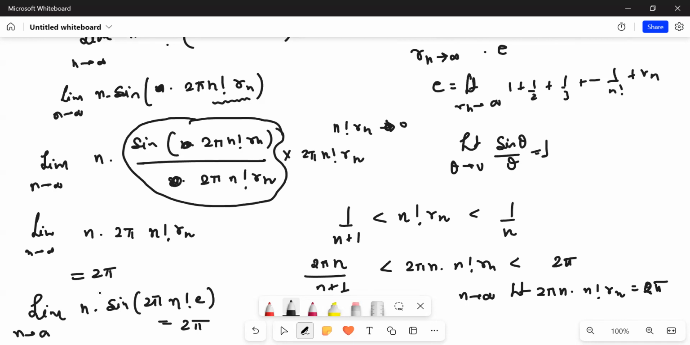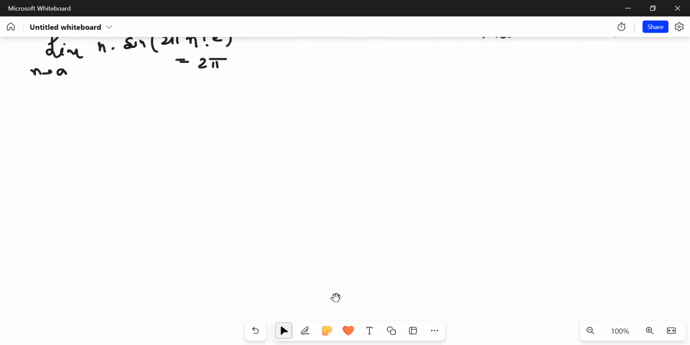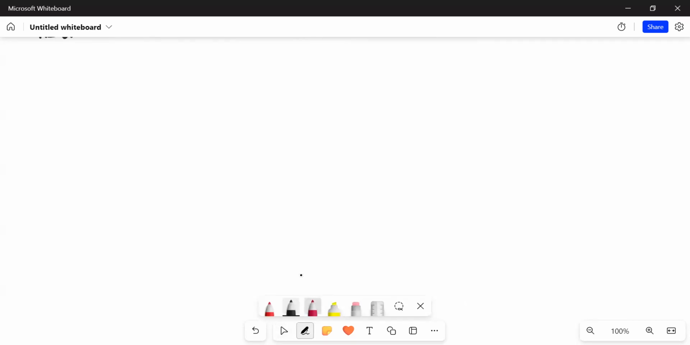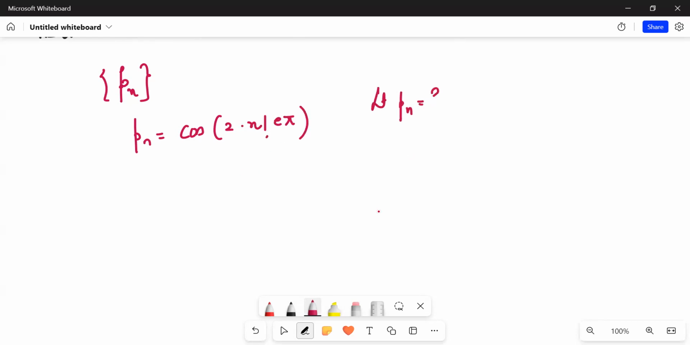Now let us just do one of the questions along similar lines, and then we'll conclude this lecture. Instead of sine, if I give you cosine, and if I give you this limit to evaluate, what do you think the answer would be? So I'm giving you a sequence, or you can say just a limit question. You can take it as a problem. Consider a sequence Pn, which is given by cos of 2 times n factorial e pi. What do you think limit Pn would be?